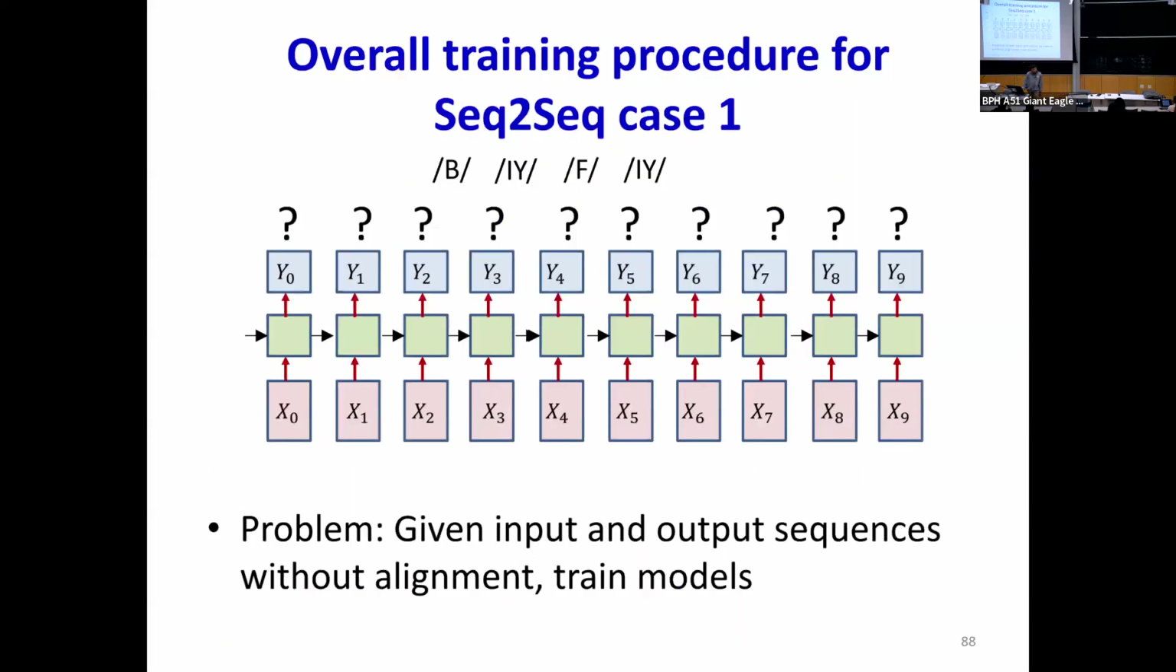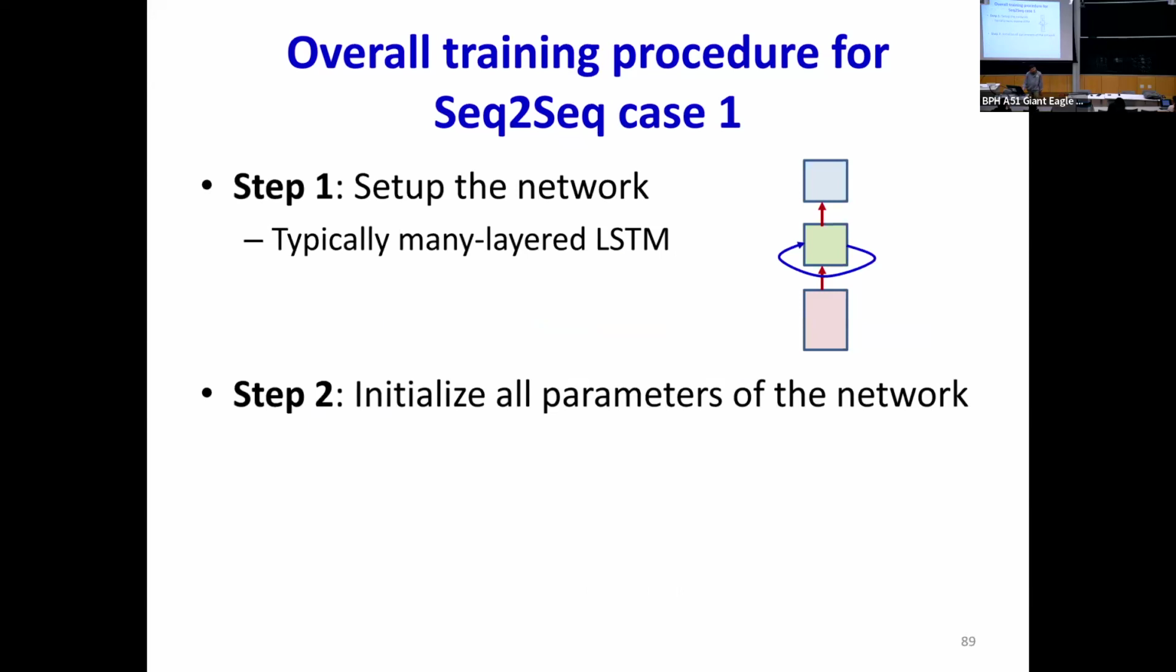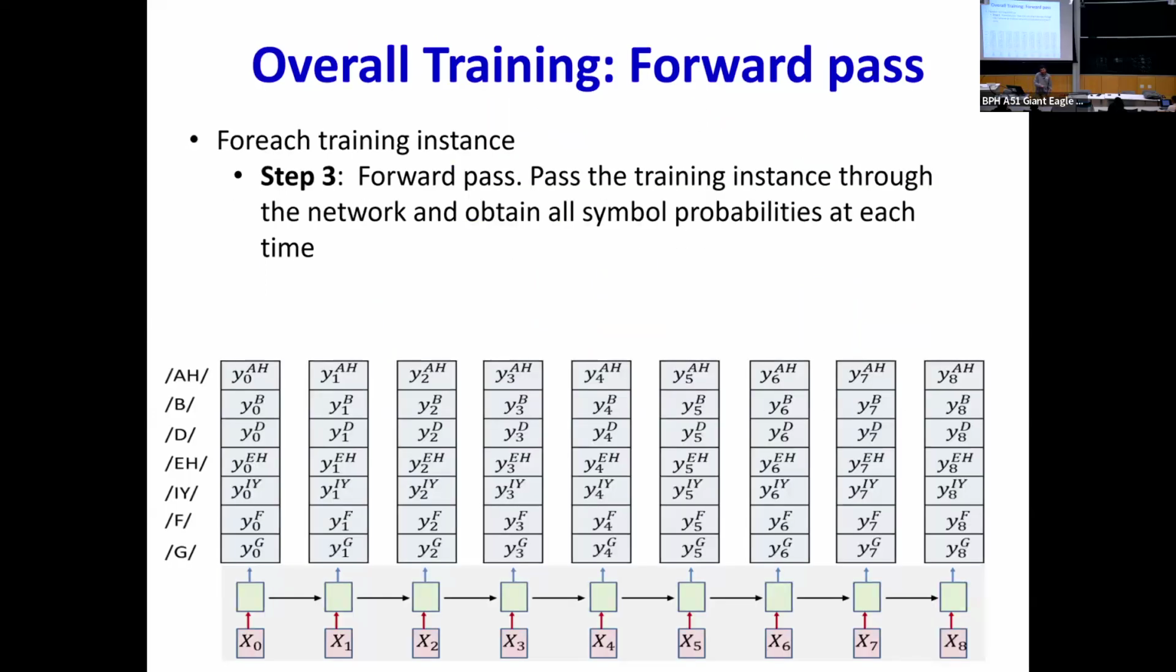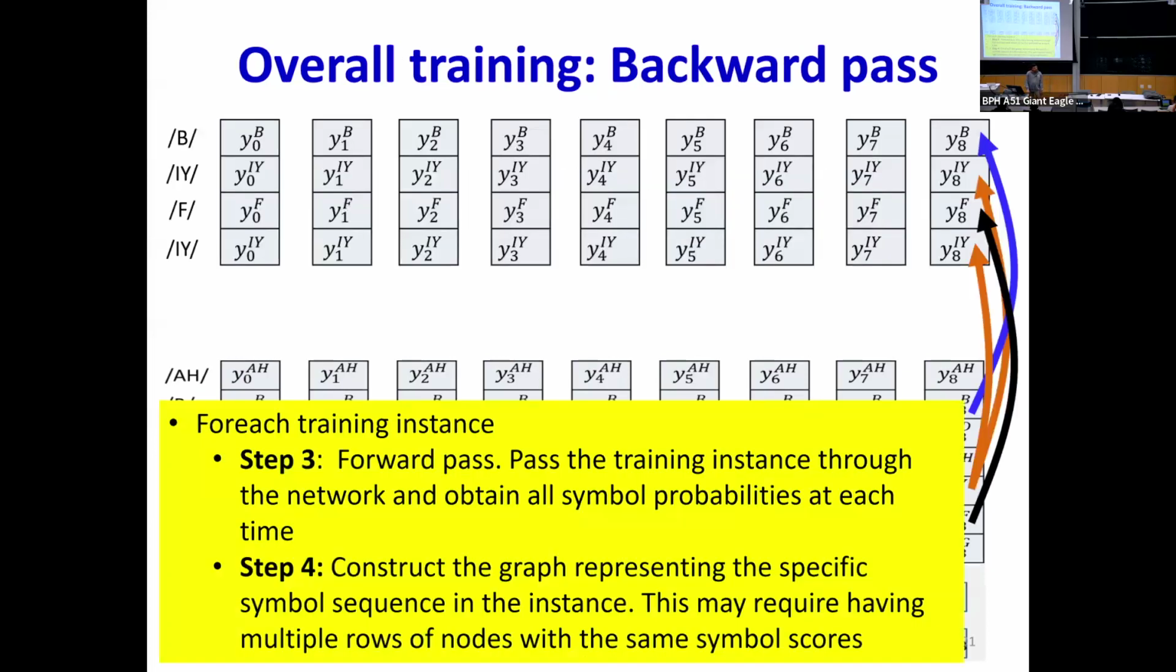So the overall process of training the network becomes very simple. If I'm just given the input and the output sequence without alignment, and I must train the model, I'm going to set up a network, typically a many-layered LSTM. Then I'm going to initialize all the parameters of the network. Then I can pass my input through the network. It's going to give me a vector of probabilities at every time. Then from this vector of probabilities, I can compose the reduced table and the corresponding graph.